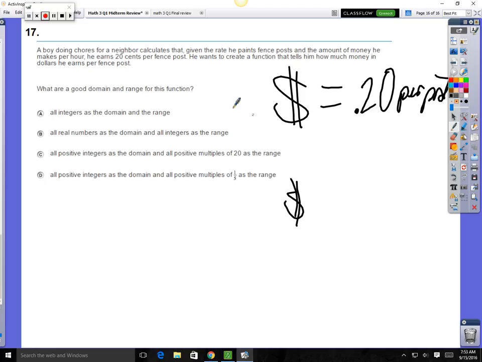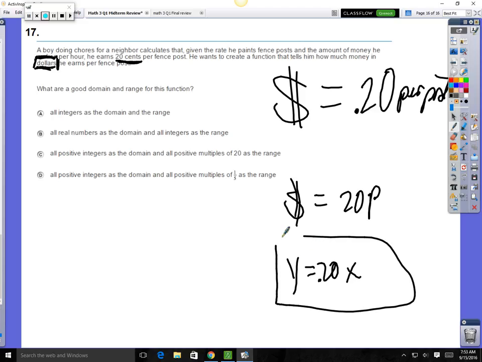So the money he makes in dollars equals, because if you do 20p, that's 20 bucks per post, we'll say. So it's really y equals 20x. But since you want it to count in dollars, that 20 means $20, but he does not earn $20, he earns 20 cents. So it's got to be 0.20. There you go.